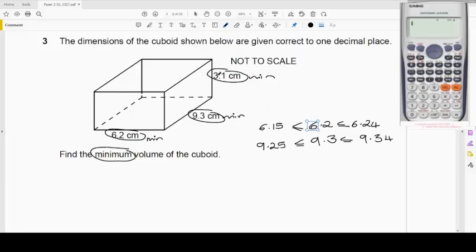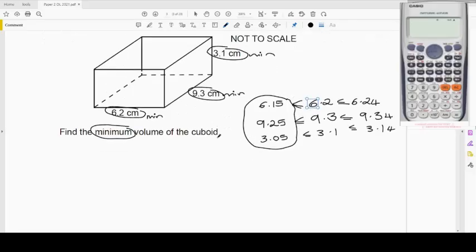Also do the same thing for the 3.1. So 3.1, we need to find the minimum and the maximum. So this is 3.05, and the maximum that it can be is 3.14. Okay, then again, because we want the minimum volume, what you do is you take all three minimum dimensions and you will multiply them to get our minimum volume.